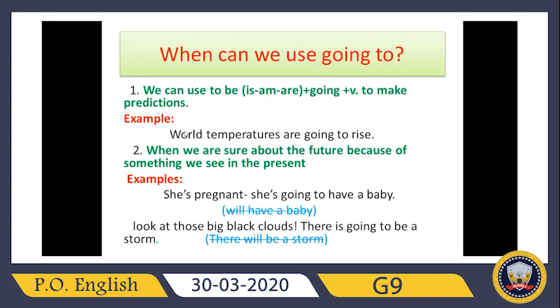So again, is, am, are plus going to plus verb, the same as will, if it's something that we are not sure will happen in the future or not. But if I am sure about something that will happen in the future, then you must put is, am, are plus going to plus verb. Like this: she's pregnant, she's going to have a baby, not will have a baby, because we are sure. There are big black clouds, then we are sure that there is going to be a storm. Don't use there will be a storm. It will be wrong. That's it.